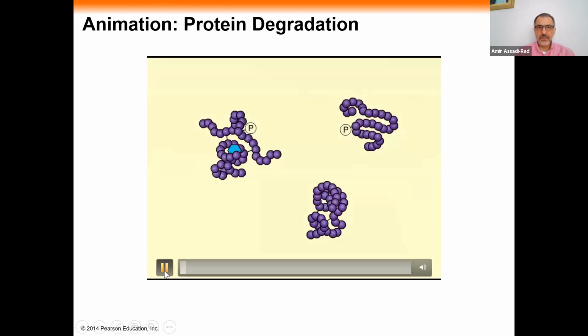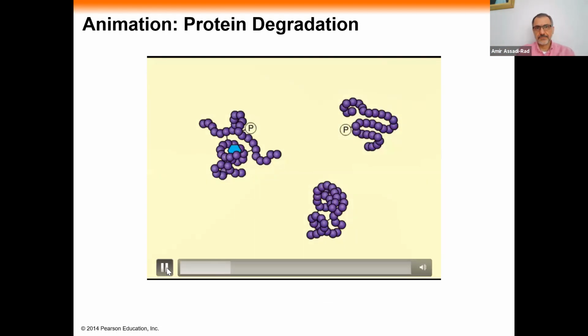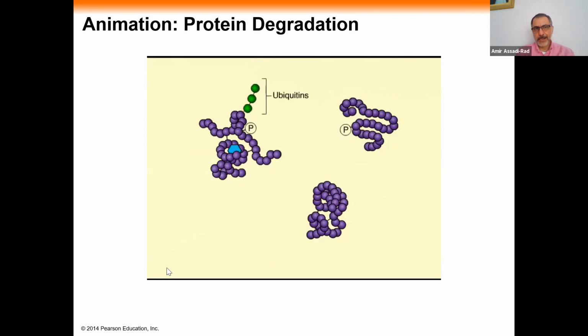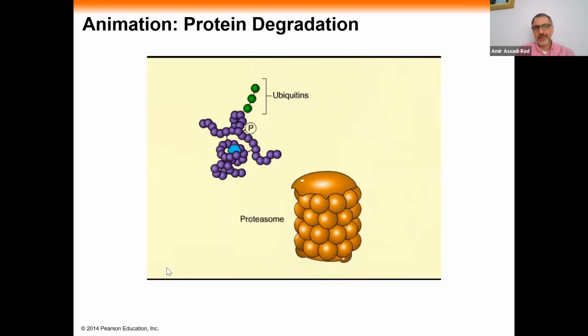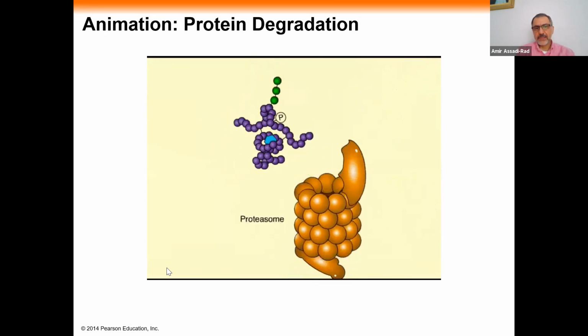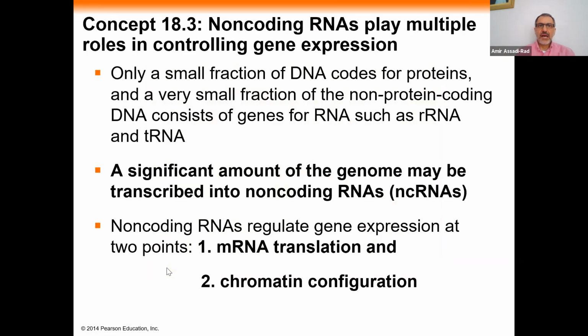A cell can get rid of abnormal or damaged proteins and limit the lifetime of functional proteins by means of selective degradation. The cell marks the protein for destruction by attaching small ubiquitin proteins. Giant protein complexes called proteasomes recognize ubiquitin and break down the tagged protein.